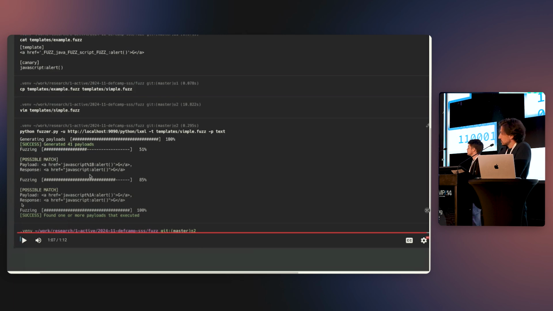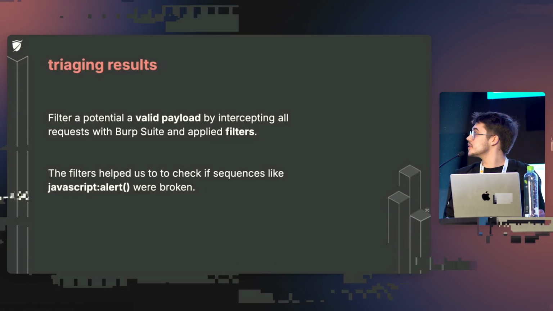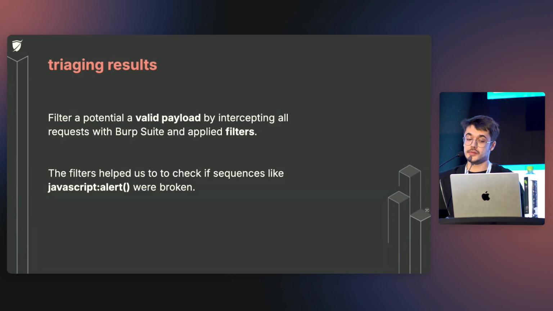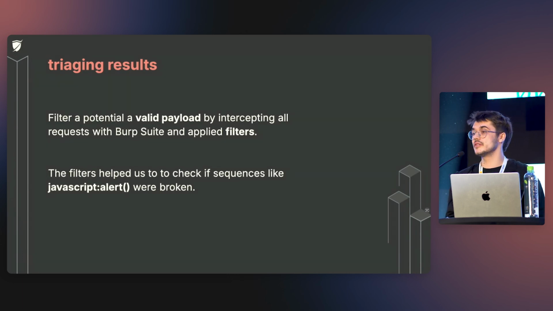But now I'll let Catalin tell you more about how we fuzzed the rest of the sanitizers and the vulnerabilities that we found. We'll discuss how we did the triage phase. So to do the triage, we had to filter valid potential payloads. And we did that by intercepting all the requests using Burp Suite. And we applied filters. The filters helped us check whether sequences like javascript: or alert were broken or not. That ensured us that the sanitizer didn't correctly sanitize the input.